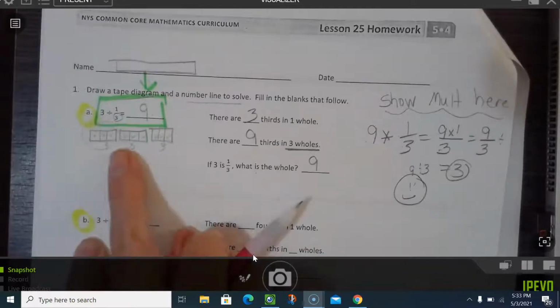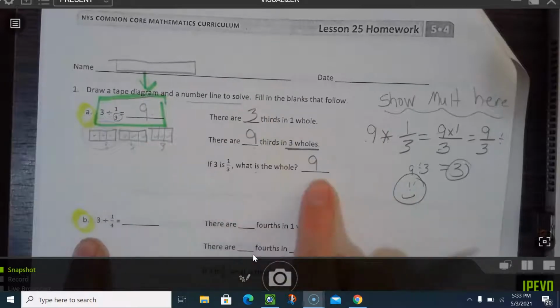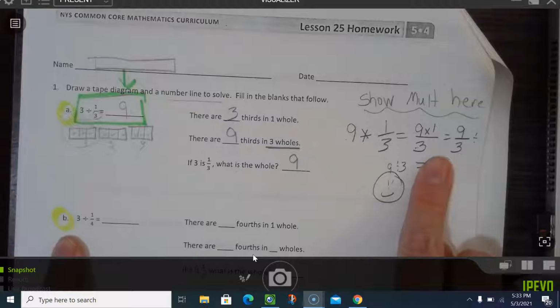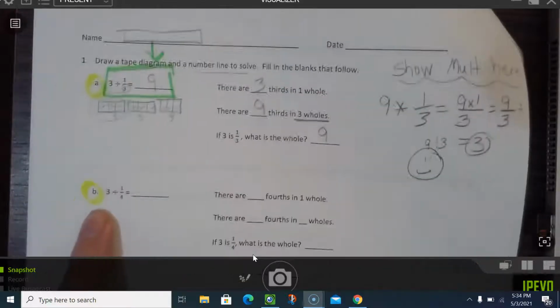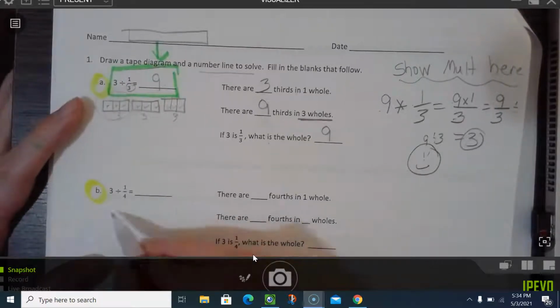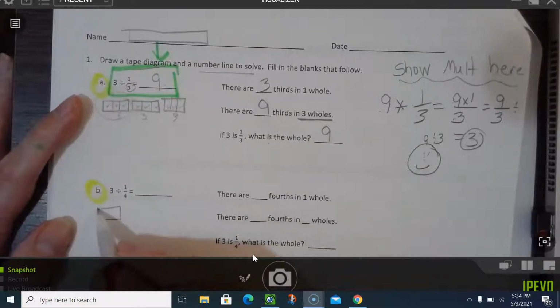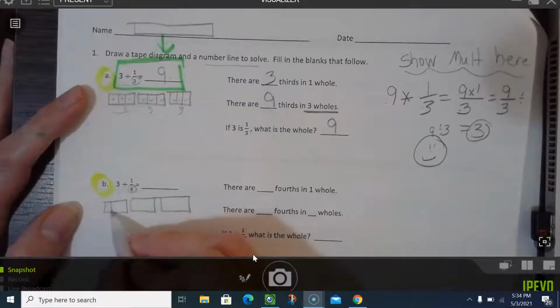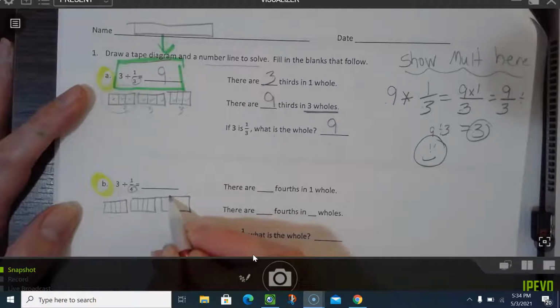Let's do one more together, and then you're going to be doing the same thing where you're drawing the tape diagram, you're filling in the answers to these questions, and then you're writing that multiplication sentence here. 3 divided by 1/4. Drawing my tape diagram, I need 3 pieces to that tape diagram to make the whole thing. And then this time I'm splitting them into fourths. So go ahead and split those into fourths. That's 3 marks up at the top.